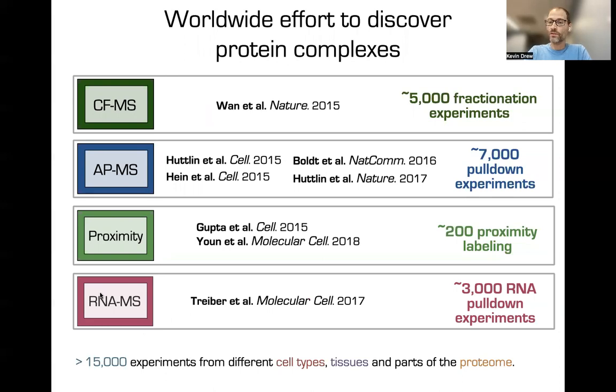So in total, we have over 15,000 mass spectrometry experiments from different cell types, different tissues, and different parts of the proteome. And so these are really orthogonal approaches. And I took the opportunity to integrate all of these data to build a more complete and accurate set of protein complexes.